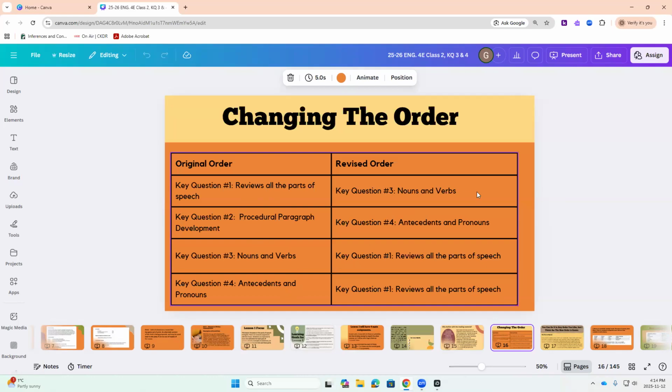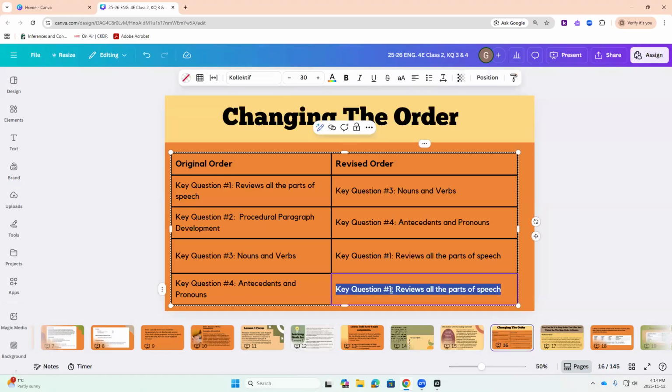So basically, we're going to do key question 3, which is about nouns and verbs, because that's just 2 parts of speech. And then we're going to move on to pronouns and their antecedents, which is key question 4. Then we'll do a review of all the parts of speech. And then finally, number 2, we put everything we know into writing a paragraph. Okay, sorry, somehow that did it twice.